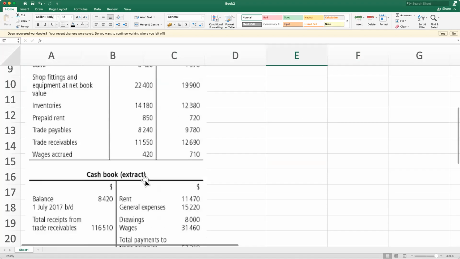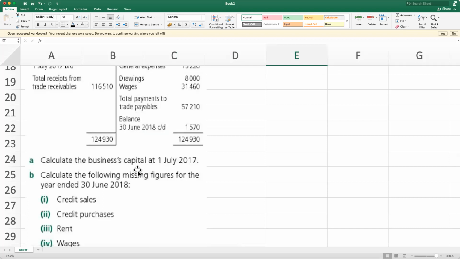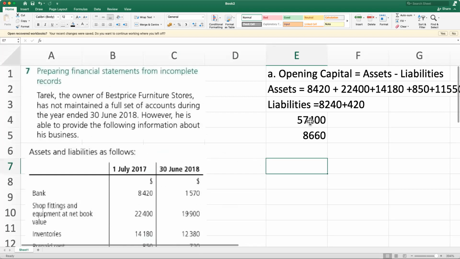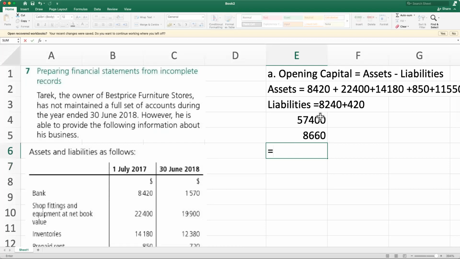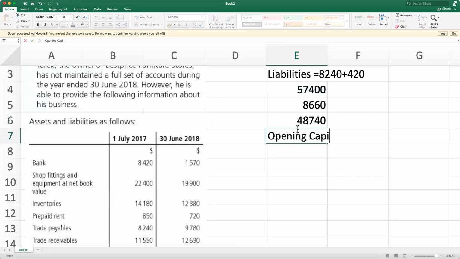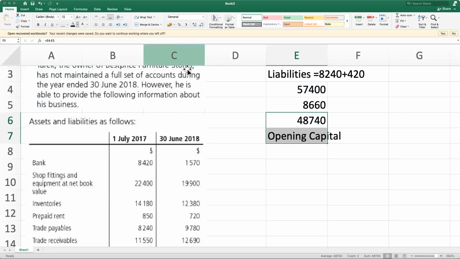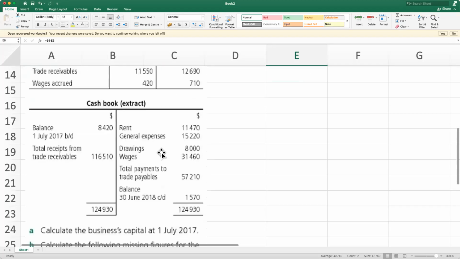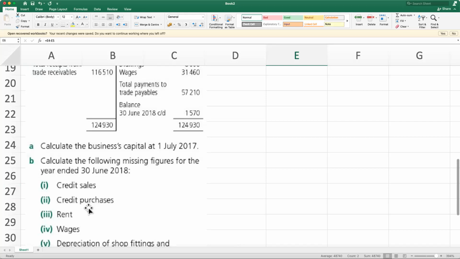Okay, so once that is done, we should be able to calculate the business capital. Capital is assets minus liabilities. So just take this, subtract this, and look at our answer, 48,740. So this is the opening capital. Right, so once you get your opening capital, you're supposed to calculate the next one, which will be your missing figures for all of these.